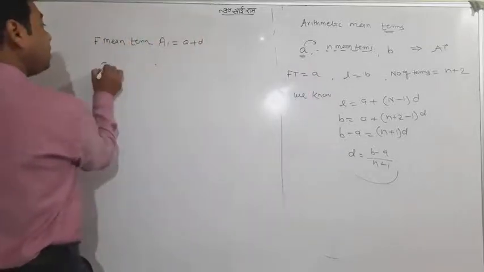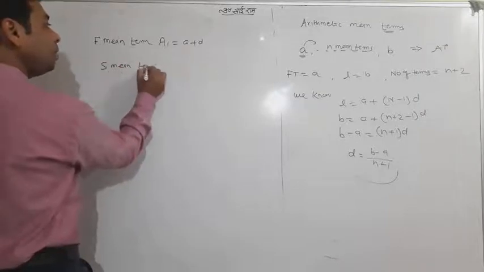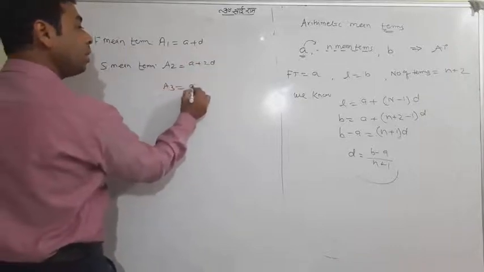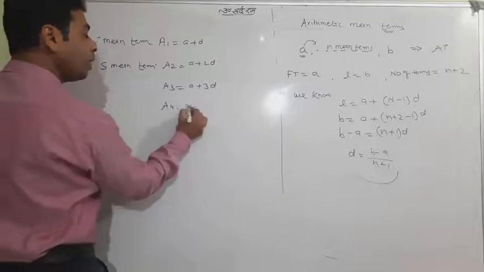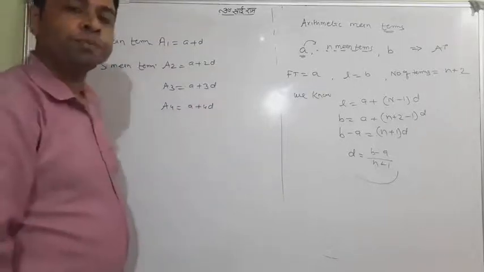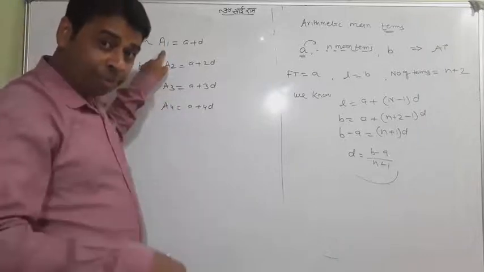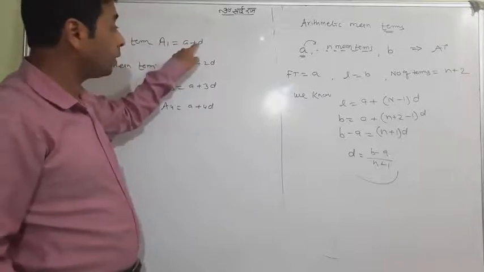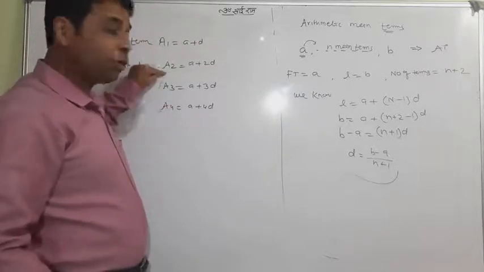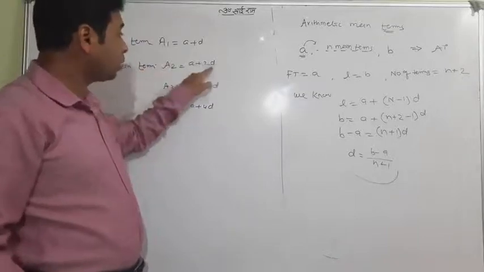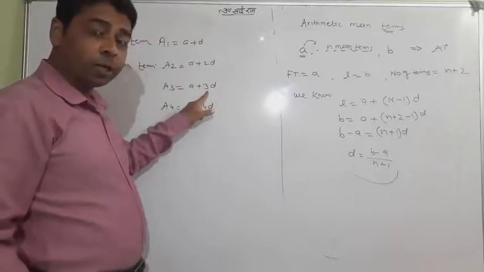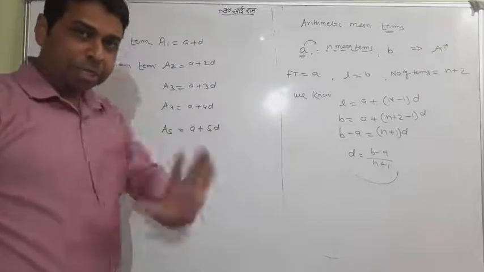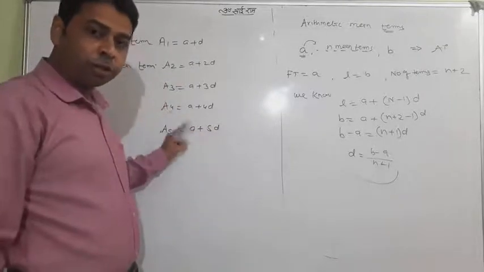So what is the second mean term? The second mean term is A2, this is A plus 2D. The third mean term is A3, A plus 3D. The fourth mean term is A plus 4D. What are you getting, student? In the case of mean terms, if you are told to find the first mean term, the coefficient of D is 1. For the second mean term, the coefficient of D is 2. For the third mean term, the coefficient of D is 3. So whichever mean term you want to find, the coefficient of D will be the same as its number. Please keep remembering this.